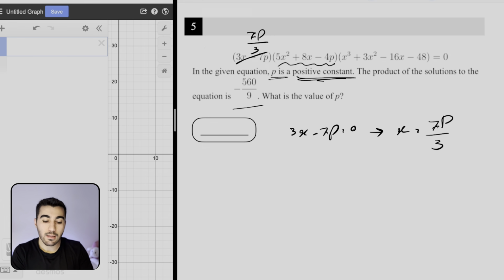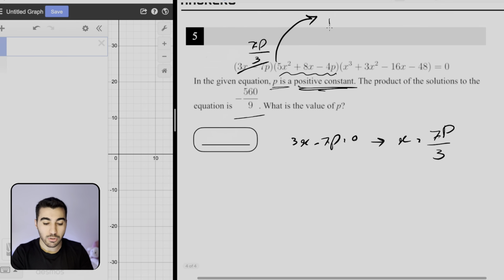So rather than finding the solutions of this individually, which is going to take a lot of time using the quadratic formula, we can directly go for the product of the solutions, right? We know that in quadratic formula, so let's remember those two formulas. In the quadratic equation, the product of the solutions, we can find them by C over A.